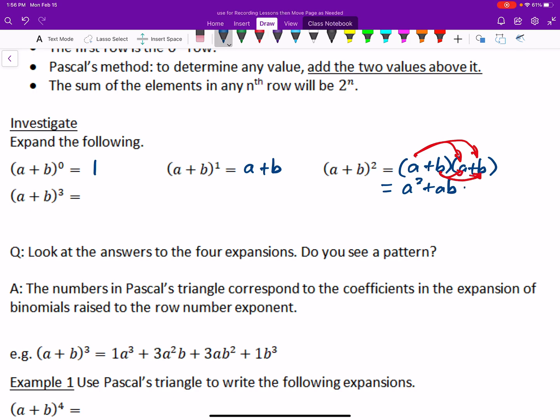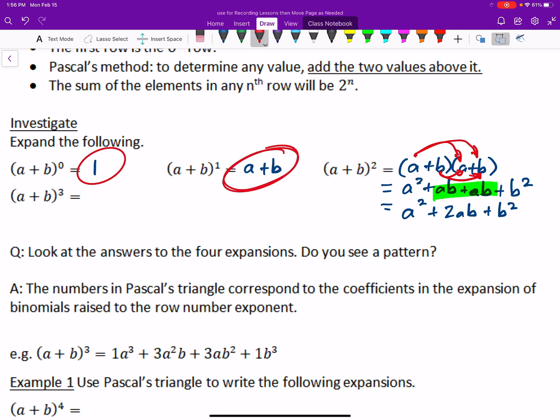B times a is just ab. I'm going to put it in alphabetical order still. So even though I did b times a, I'm going to write it as ab. And b times b is b squared. And then if I collect my like terms, I've got a squared plus 2ab's, right? I've got ab plus ab, which is 2ab, plus b squared. So that one was a little bit harder. Maybe we'll just circle our answers as we go along. So we got 1, very nice, a plus b, yeah. And a squared plus 2ab plus b squared, getting a little bit tougher to do.